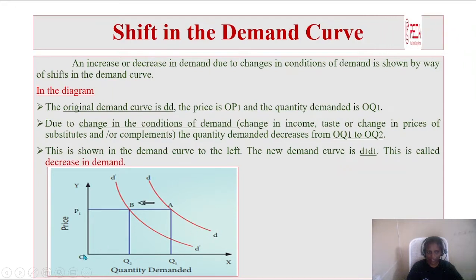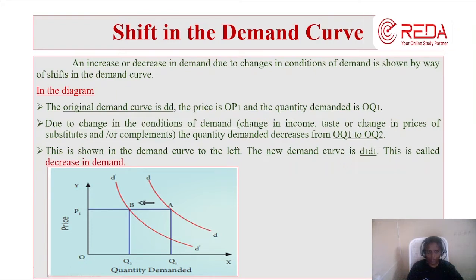When the price level is from 0 to P1, what will be the quantity demanded? The quantity demanded will be 0 to Q1. So the point where both P1 and Q1 touch each other is the point A, where if you draw a curve, the demand curve D is the original demand curve.